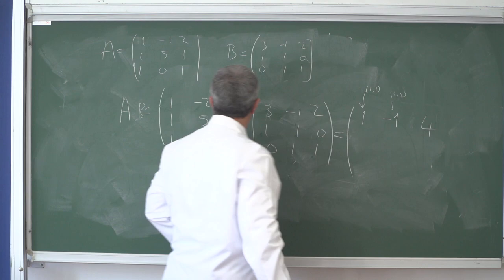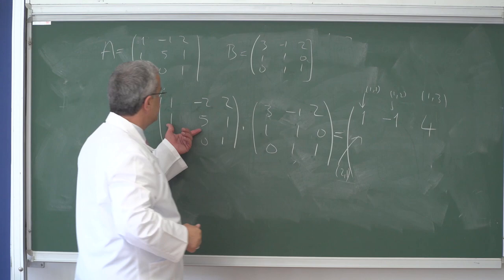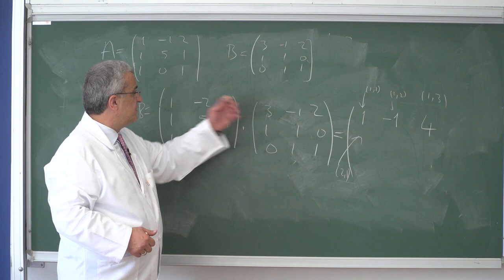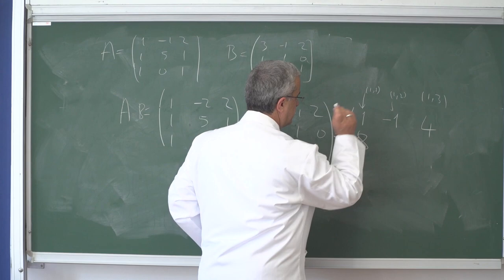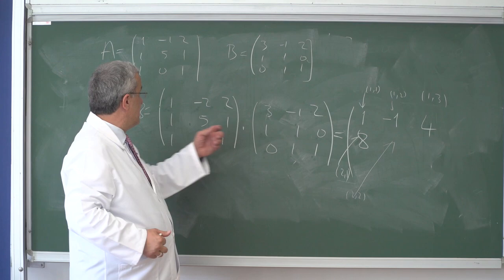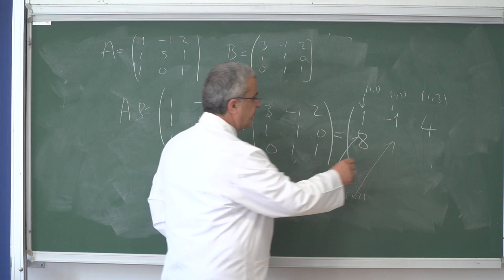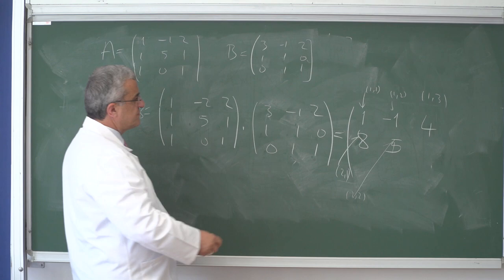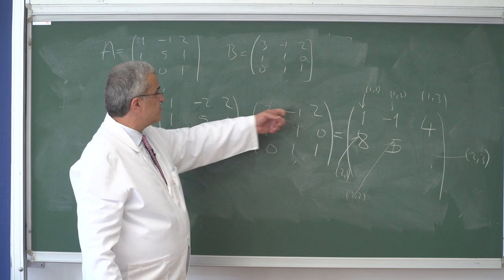So now I want to calculate the 2, 1 element. This is the second row multiplied by the first column. So 1 times 3 is 3, plus 5 times 1 is 5, so it's 8. 1 times 0 is 0, so it is 8. Now the 2, 2 element, this one: second row with second column. 1 times minus 1 is minus 1, 5 times 1 is 5, 4, and 1 times 1 is 1, so it is 5. And the 2, 3 element, second row into third column: 1 times 2 is 2, 5 times 0 is 0, 1 times 1 is 1, so 3.